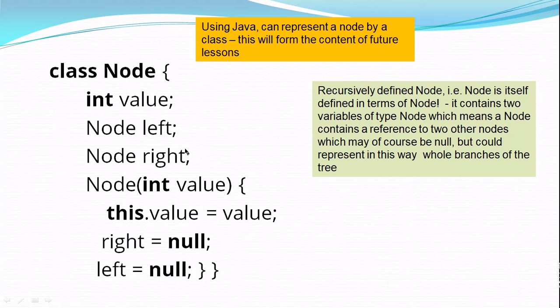So I've got a curly bracket, end curly bracket, and what's contained here is an integer value called value, a variable called left, which is of type node, and another variable called right, which is of type node. So value is of type integer, left is of type node, right is of type node. And I've got a little routine here which is going to help me initialize this integer variable when I create an instance of this class.